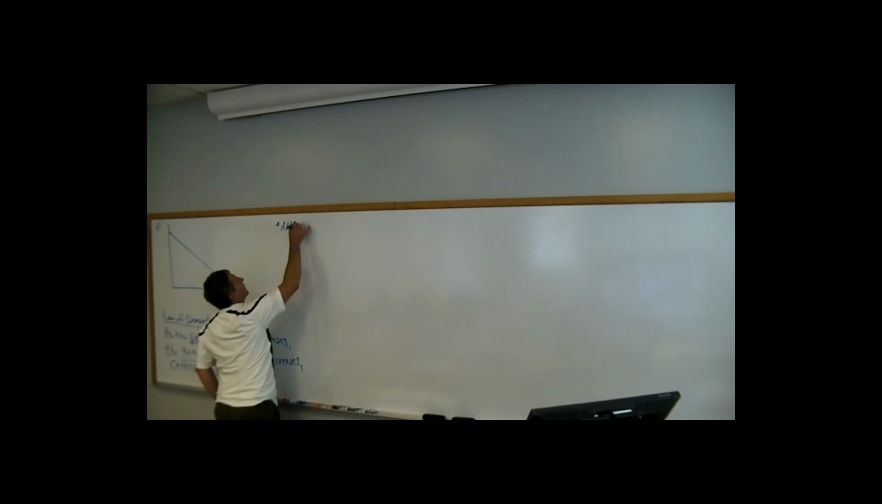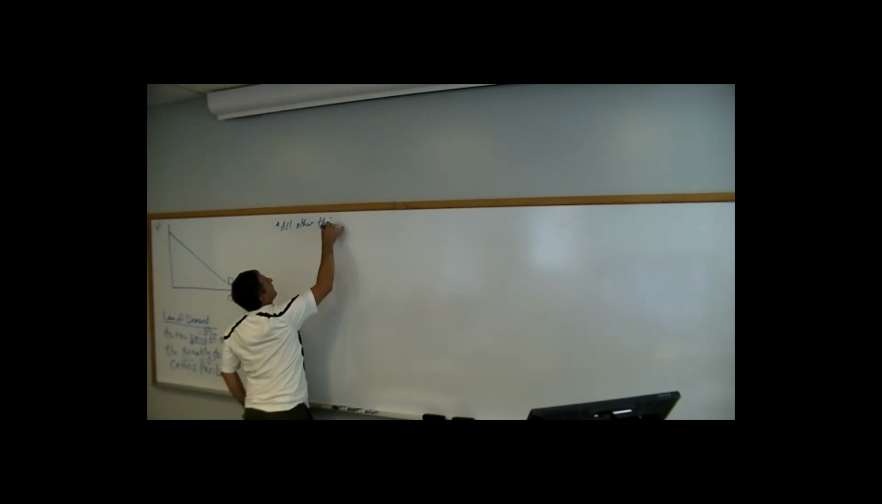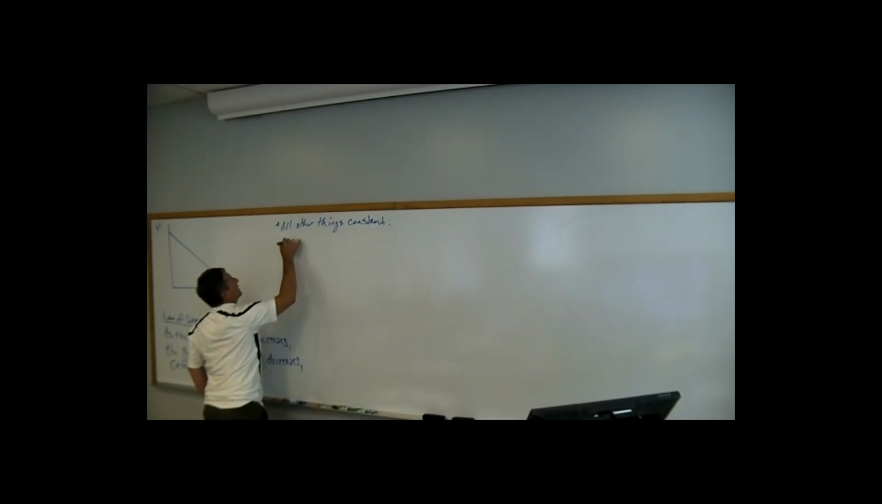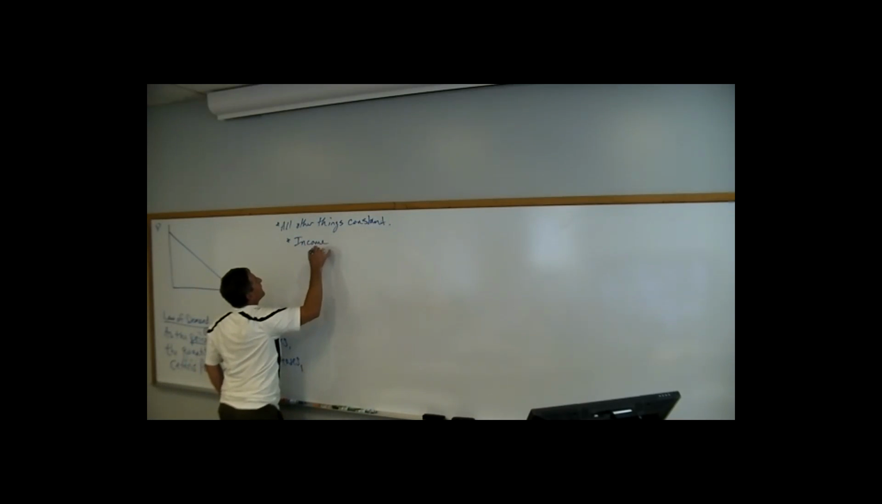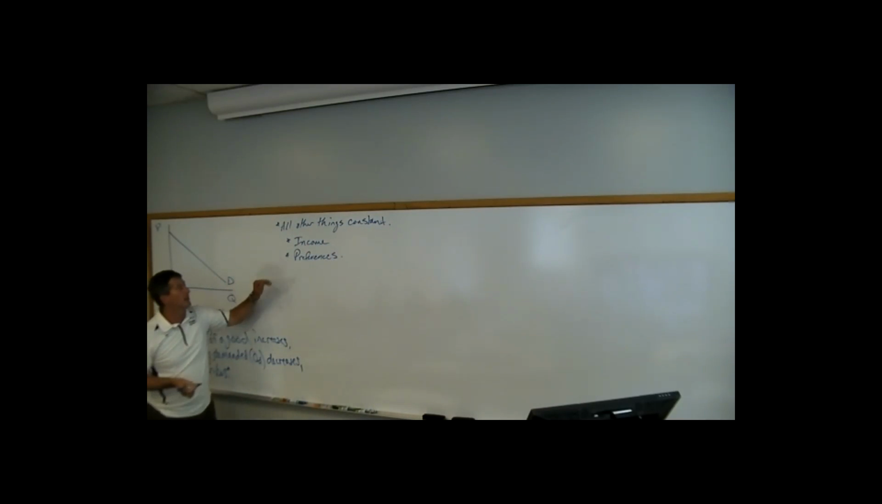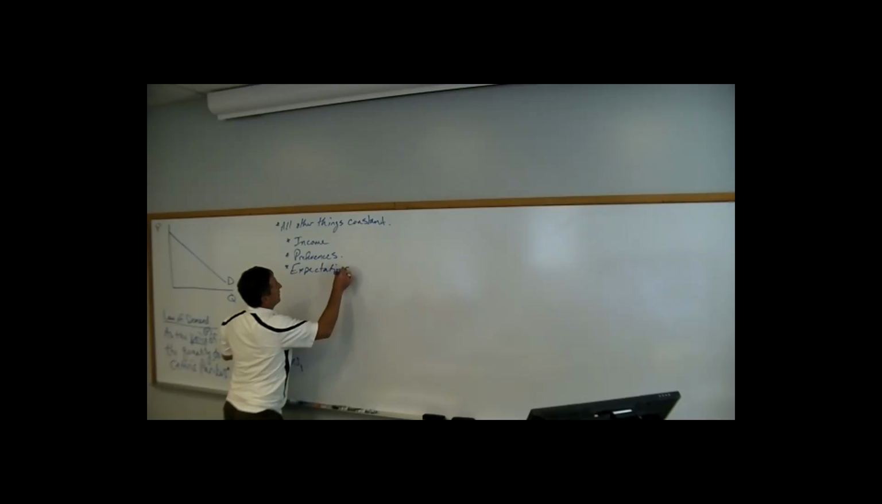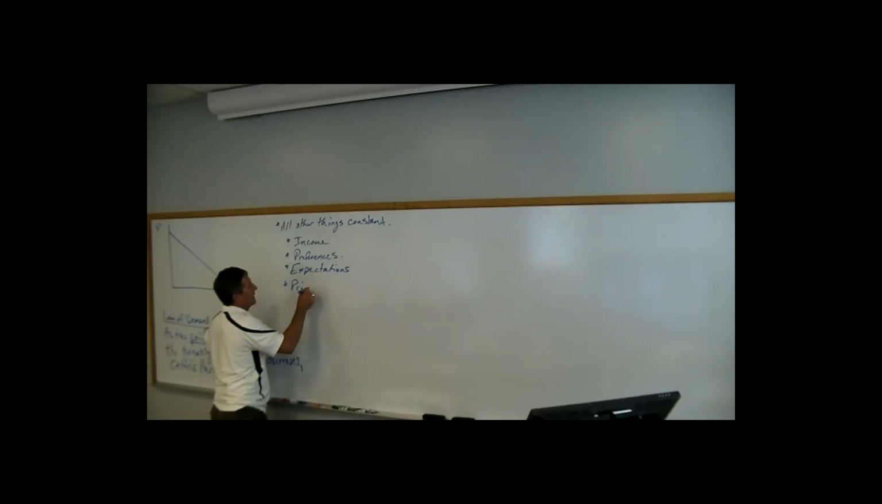If one of those things does change, so let me put a little asterisk by ceteris paribus: all other things constant. Things like income. Things like preferences. You mentioned status, or if something goes in style, so consumer preferences. Things like expectations. Things like price of related goods.